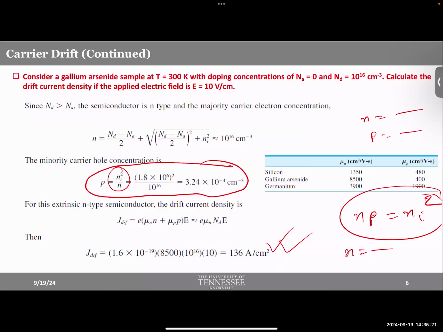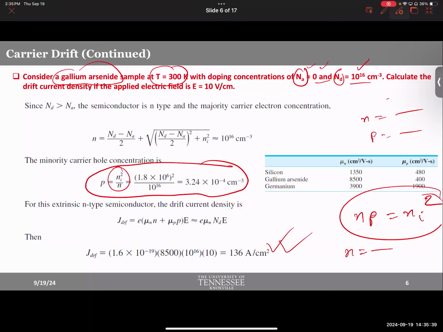We also looked at this simple math problem, but we kind of rushed it a little bit. So I'm going to go over this one more time to make sure you are all on the same page. So consider a gallium arsenide sample at 300 Kelvin temperature with doping concentration Na and Nd with some numbers. Don't worry about the numbers now. So let's see what's given. Let me just use a different color because the red markups are already there. So we have Na and Nd. We have the temperature. We know what material it is. So gallium arsenide. Calculate the drift current density if the applied electric field is this much.